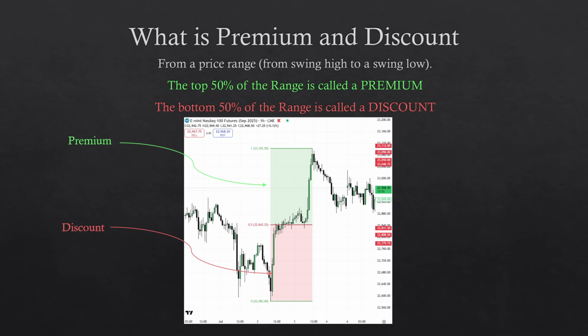The next thing that I want to be talking to you guys about is premium and discount. What even is premium and discount if you guys are new? It is constructed from a price range, and a price range is considered to be from a swing low to a swing high. This bulk of price is considered to be a price range. Now the top 50% of that price range is called a premium, and the lower 50% of that range is called a discount. And as you can see right here, this is called the 50% level. Price always tends to go from premium to discount and from discount to premium.